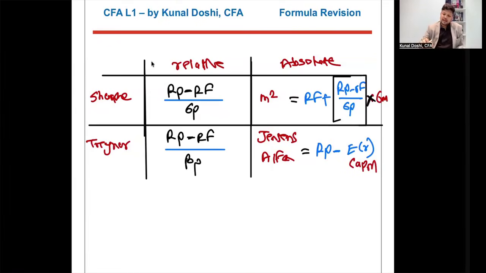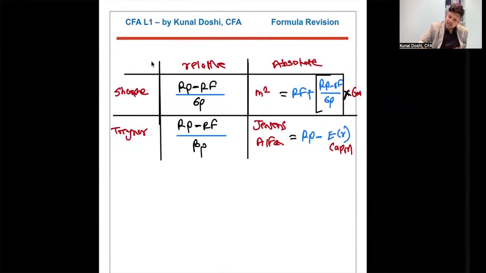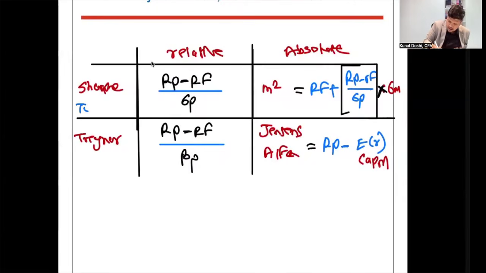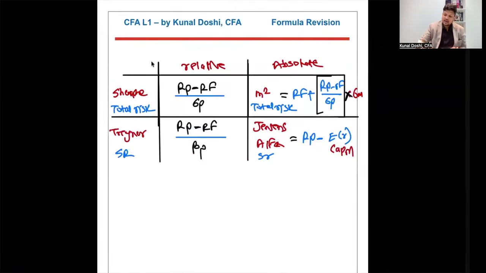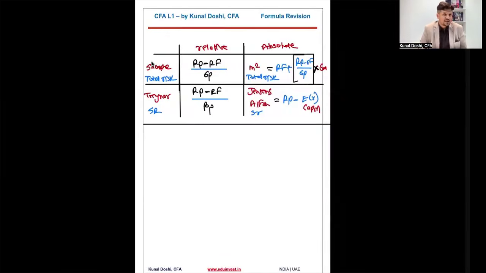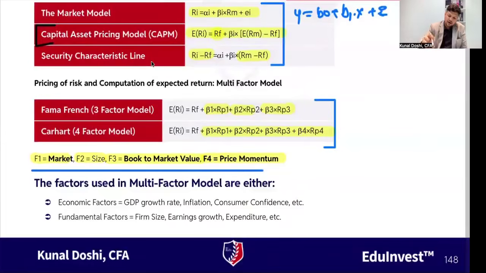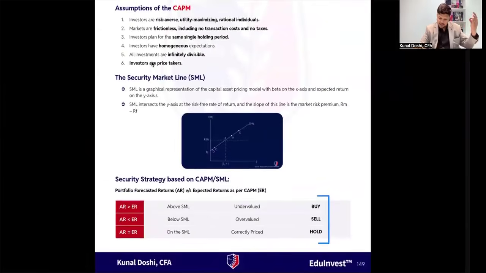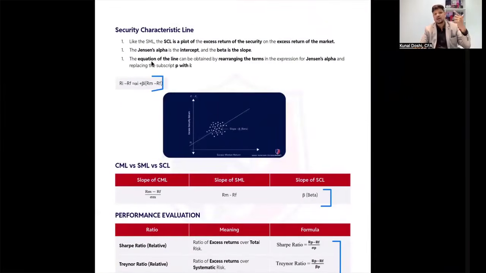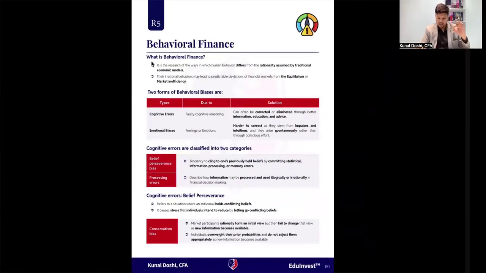Clear, everyone? Tell me one thing. What is the biggest difference? Sharpe ratios are based on which risk? Total risk. Everyone, M square is also based on total risk. Correct. And Jensen's alpha and Treynor are based on systematic risk. Is the class clear with this? Check and confirm. Got it? SML is very important. Above the SML, below the SML, undervalued, overvalued. Please revise that. That is very crucial.